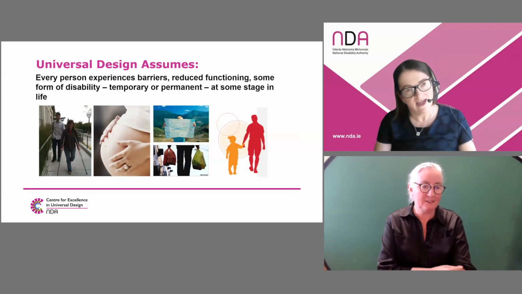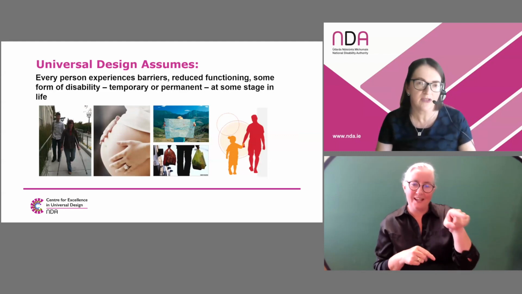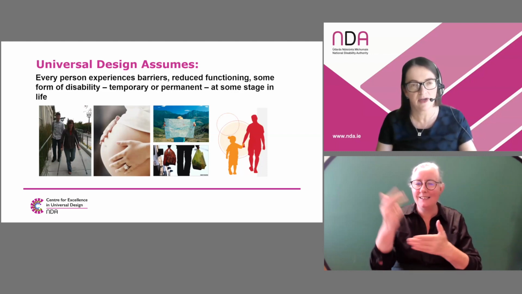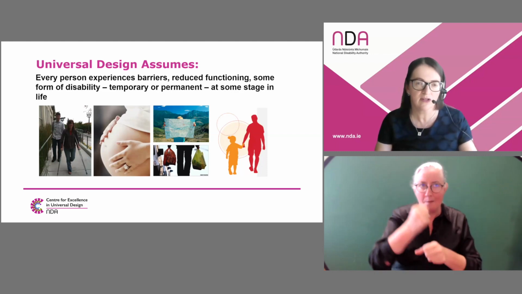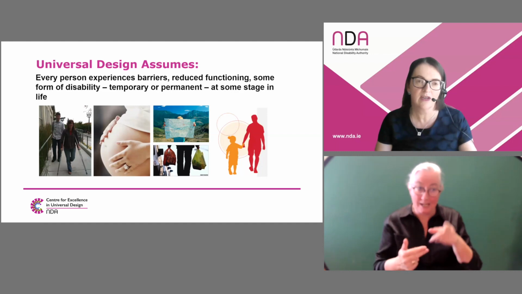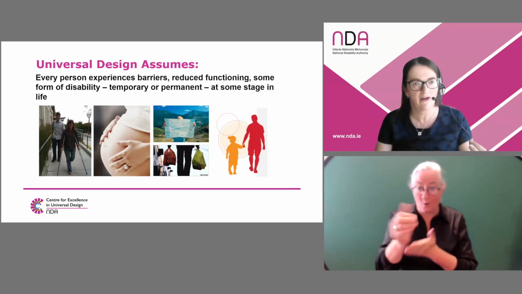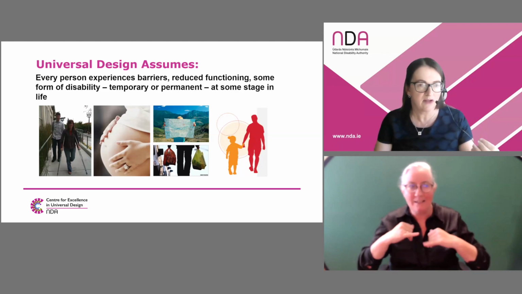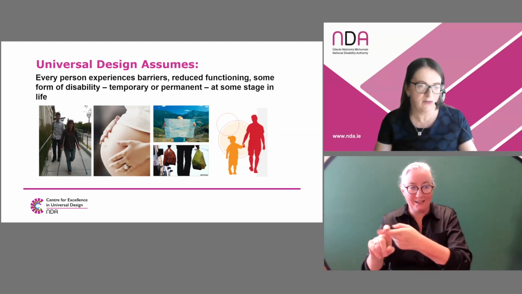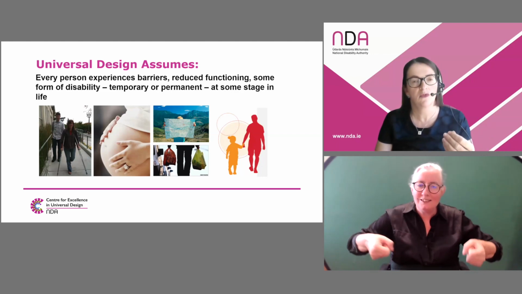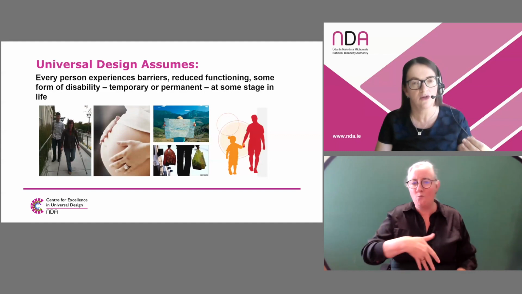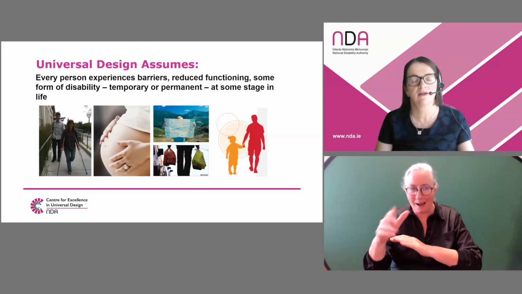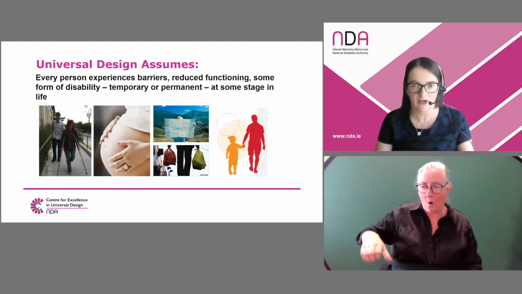So this is probably the most important assumption we can make as designers in relation to our mindset and how we think about universal design. Universal design assumes that every person at some time in their life will experience barriers, reduced functioning, maybe temporary or permanent. So on screen is the image of somebody using crutches with what looks like a temporary disability, a woman who's pregnant, somebody who is lost on holidays looking at a map, somebody carrying heavy shopping, and somebody holding hands walking along with a young child.